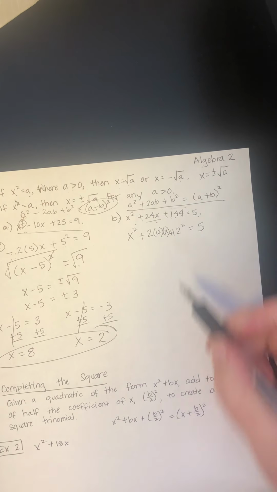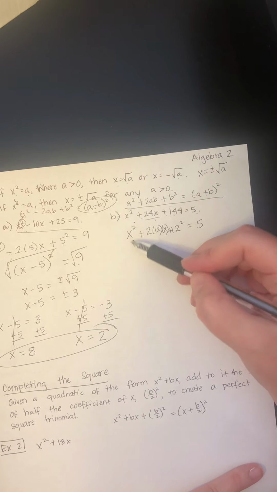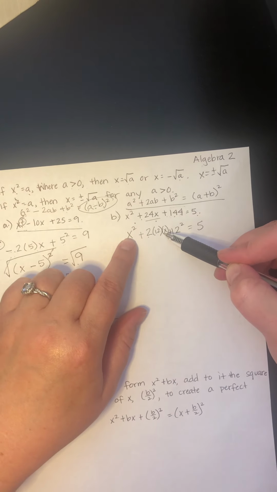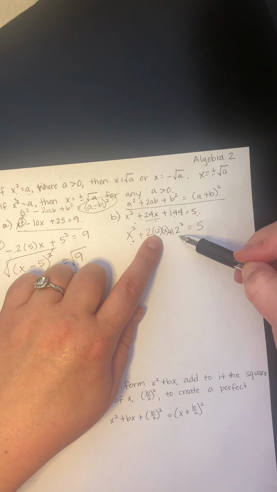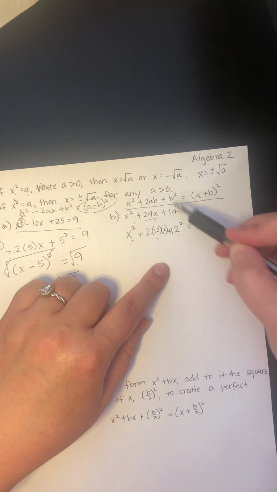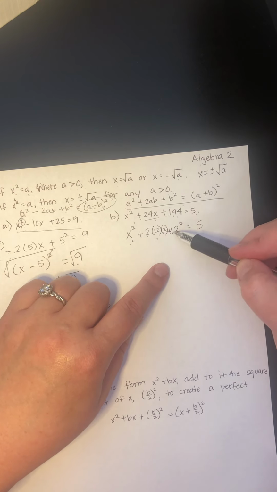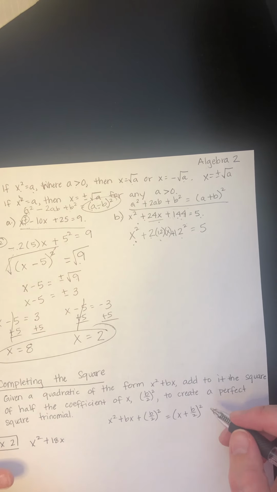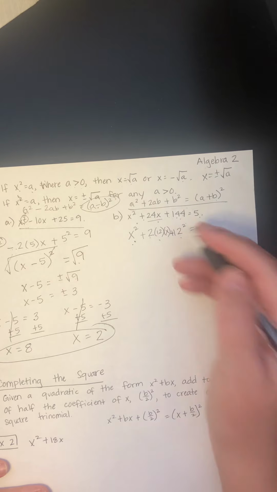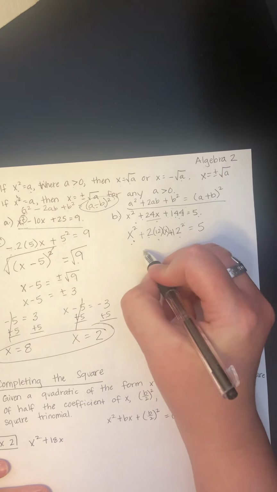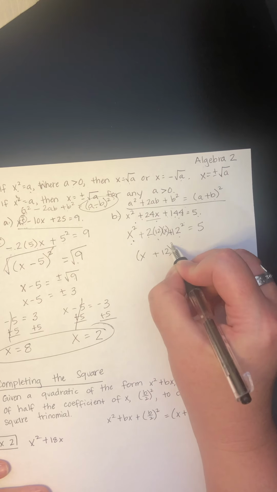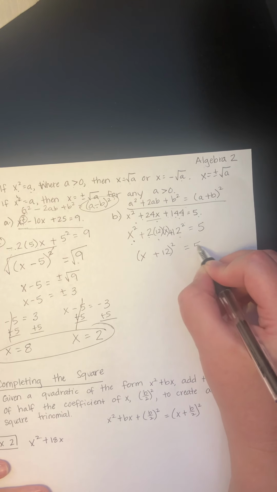So we have x squared, or a squared, plus 2 times a, which is x, times b, which is 12. And then this b squared, 144, we took the square root, that's going to be 12 squared, and leave the 5 over here. Now we need to solve it and rewrite it in this form. So we have a plus b. A is x, b is 12, don't forget to square it, equals 5.